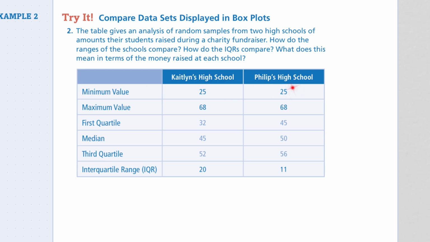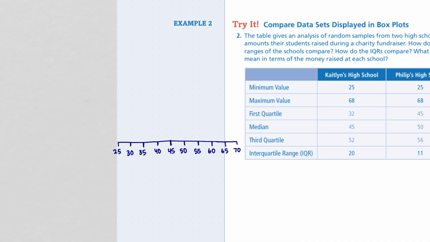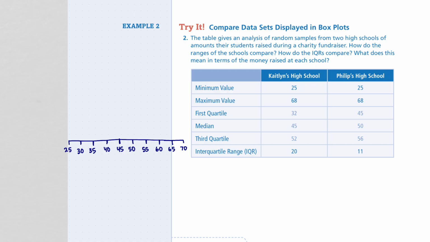I can see that both of them have the same minimum value and they both have the same maximum value. So to make it easier to compare, right here on the side, I'm going to create one number line with the 2 box plots on the same number line. Okay, I'm going to do Caitlin's High School first. So I know that my minimum is at 25. The maximum value is at 68, which is going to be about here. The first quartile is 32. The median is 45. And the third quartile is 52.